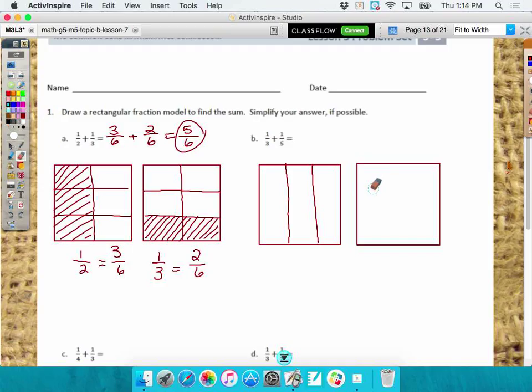Before I start drawing my horizontal lines, I want to think about how many lines will I need in this second area model. 3. 4. 4 lines. It's going to be 5 spaces or 5 parts.